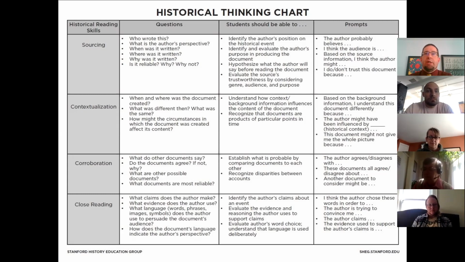If you need to be putting learning targets up on your board, your third column there, students should be able to, there's your learning target. Today we will hypothesize what the author will say before reading the document. And if you want them to do writing prompts and writing checks, use the last column, column 4. At the end of today, based on the source information, I think the author might, fill in that writing. There's your assessment piece. What do you ask them? What are we going to do? And how do they write about it? And again, all 4 of those skills.